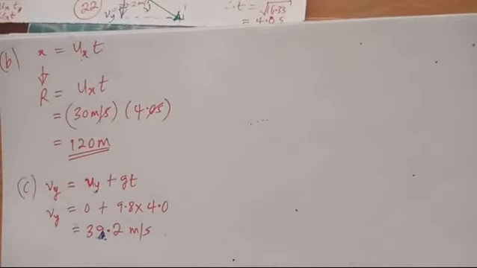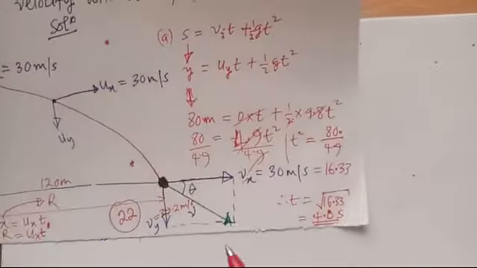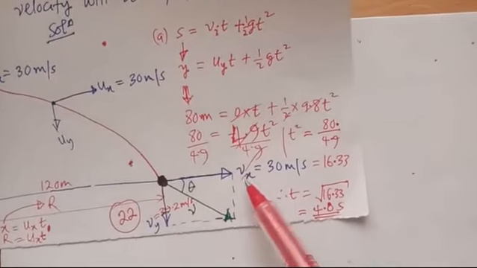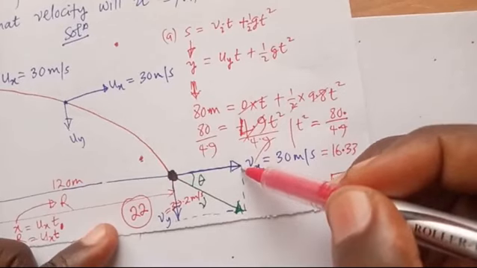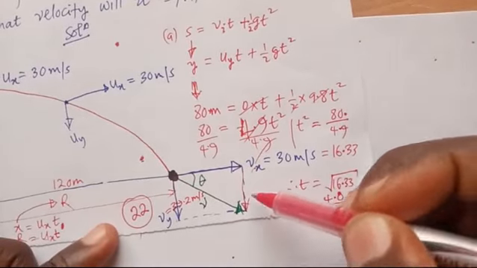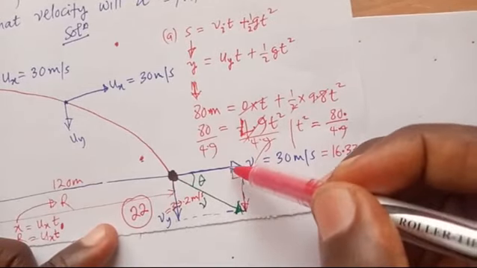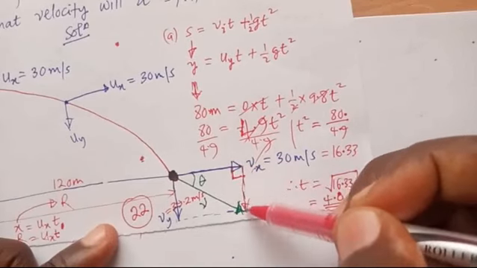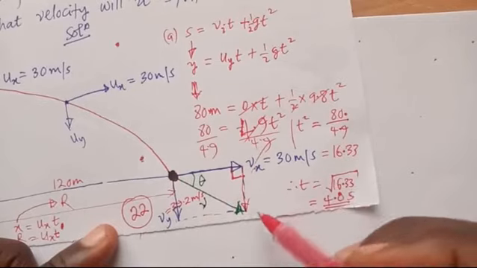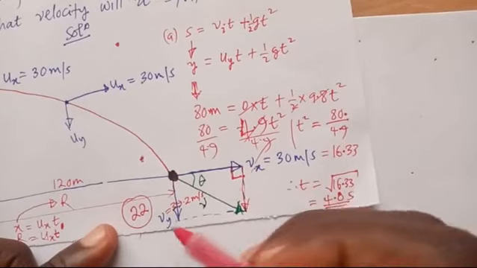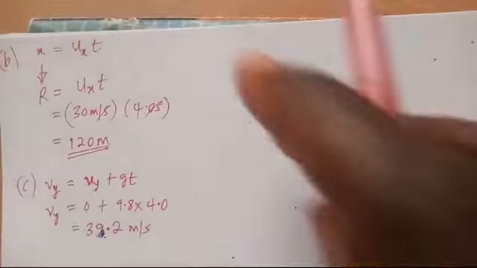Now we can get the resultant velocity that we are asked to find. We can use Pythagoras theorem, because when you bring this one here, you see you have a right angle, 90 degrees, and this becomes the hypotenuse. So the square on this one is equal to the square on this plus the square on this, according to Pythagoras theorem.